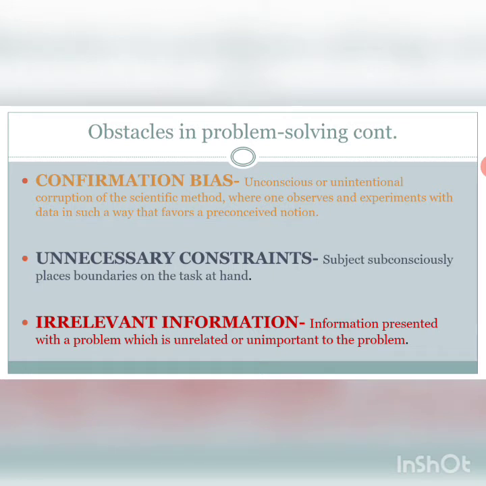Now we have obstacles in problem solving. Here are some more examples of obstacles. Confirmation bias. In confirmation bias, what happens is an unconscious or unintentional corruption of the scientific method, where one observes and experiments with data in such a way that favors a preconceived notion.